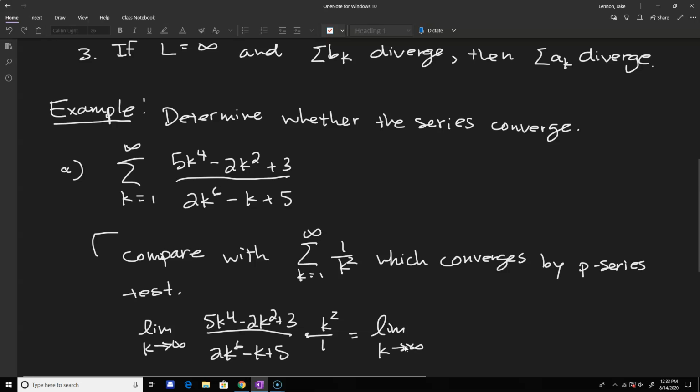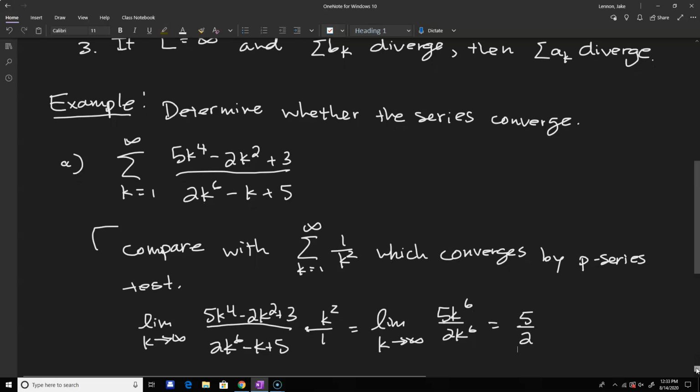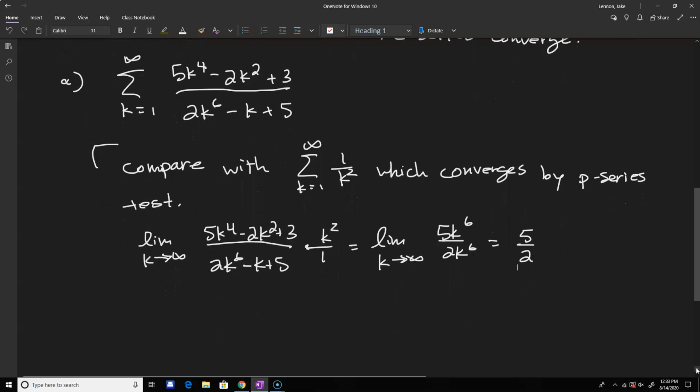And this limit is, by the fact that we only have to look at dominant terms when evaluating limits of rational expressions, basically going to be the same as 5k to the sixth over 2k to the sixth, and we know that limit will just evaluate to 5 over 2, which is a finite number. And since we know 1 over k squared converges, we know that the series that we're looking at above will also converge. So hence, the series in question converges.